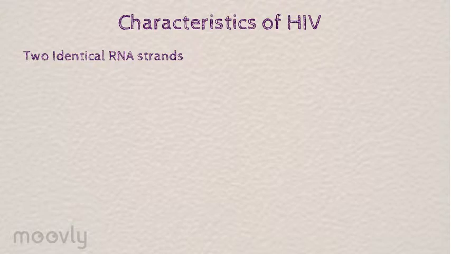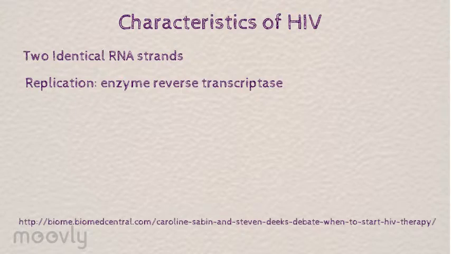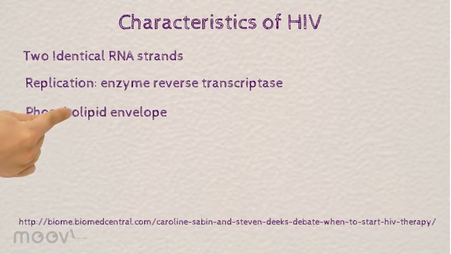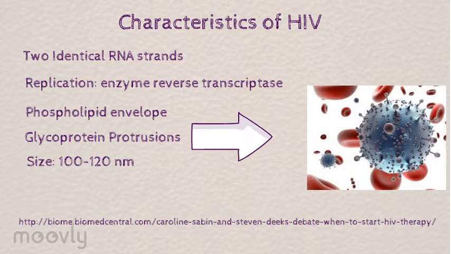Characteristics: two identical strands of RNA. It uses the enzyme reverse transcriptase. What this means is that the RNA enters the host cell and an enzyme is used to read the sequence, converting it into complementary viral DNA. It's enveloped in phospholipids, as well as has glycoprotein protrusions. It is very small, approximately 100 to 120 nanometers.